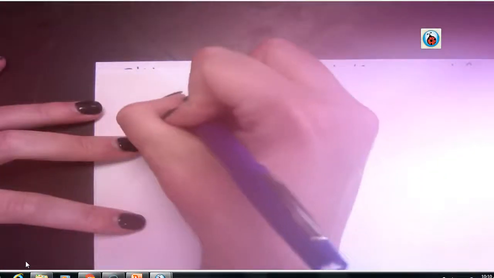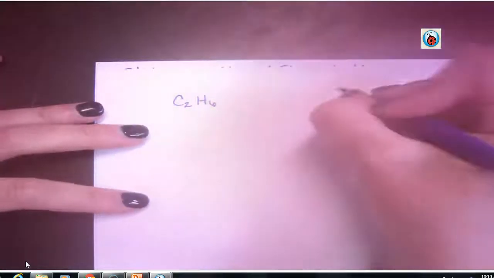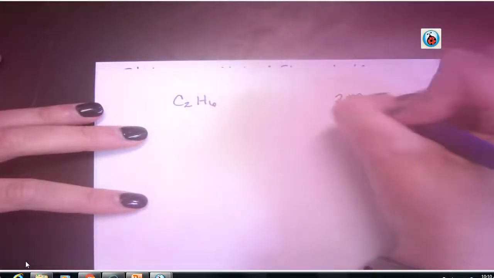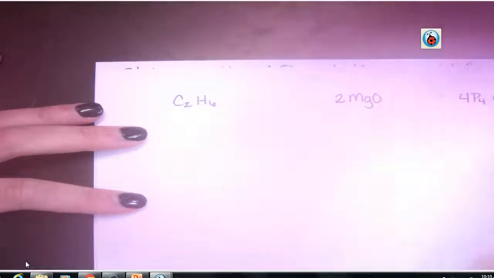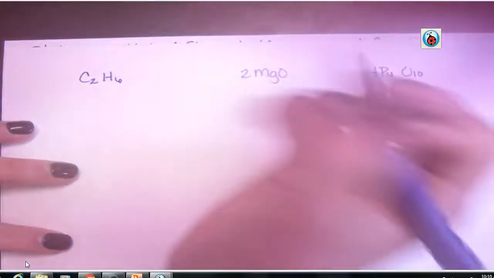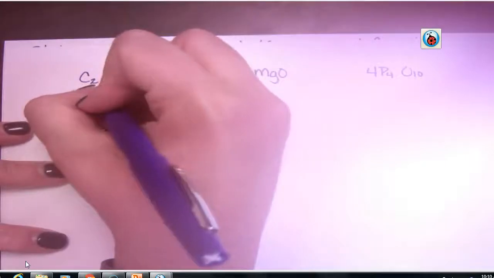So what we need to be able to do is make a list of the elements and count up the atoms for each one of these formulas. So if I give you a few formulas, like C2H6, 2MgO, 4P4O10, then I want you to be able to make a list of those elements. I'll do this one with you. And then you guys need to hit pause if you're doing this at home.